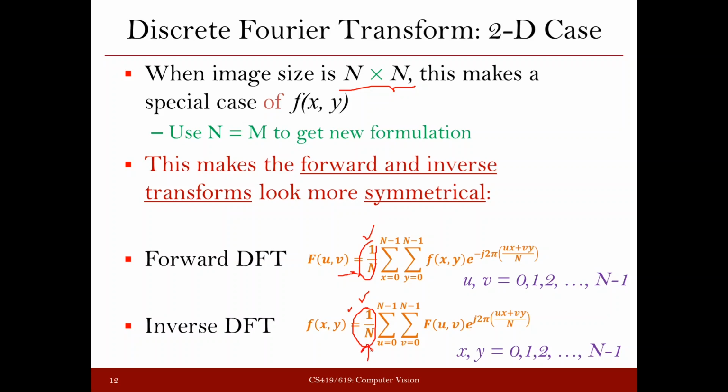So this becomes a bit symmetric, so it is simple to remember, right? But it does not make any difference. You can keep 1 by n square here and nothing here, or 1 by n here and 1 by n here. Or a third case is also possible. You can just keep 1 here and 1 by n square in the other case.